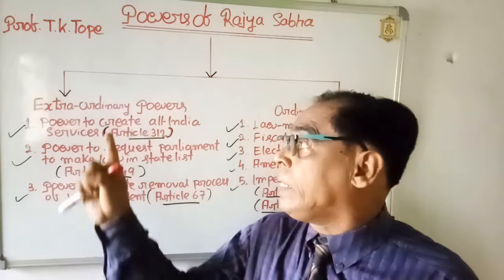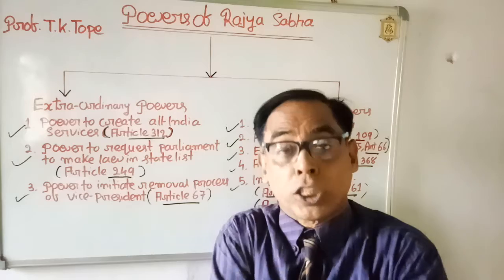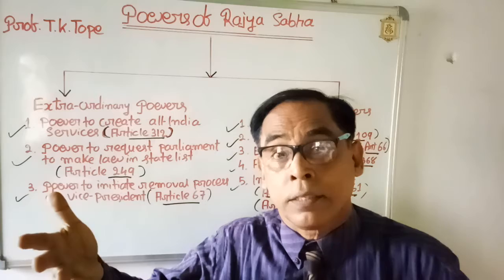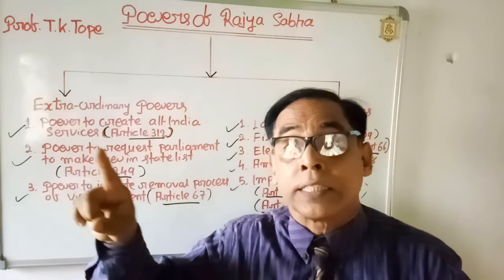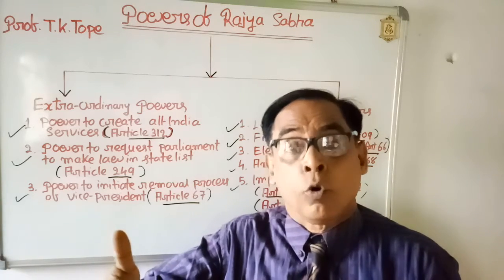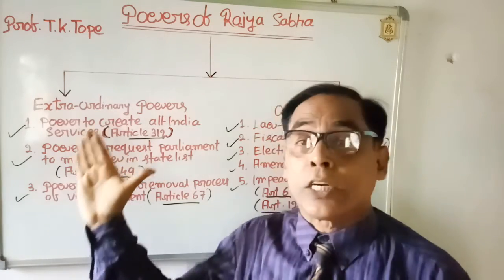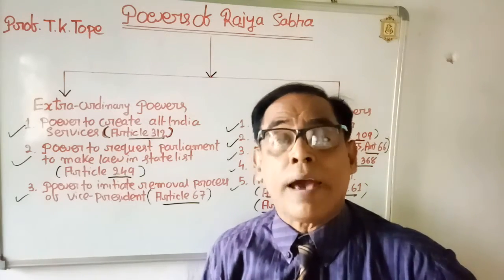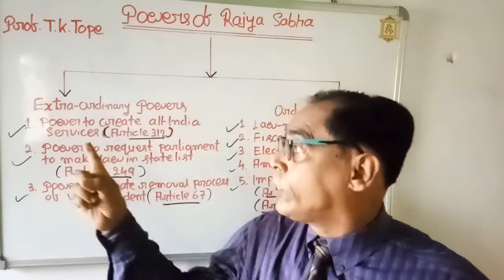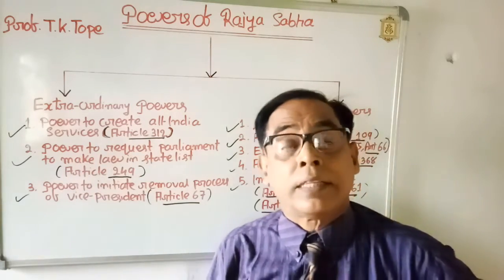So, what is extraordinary power or special power of Rajya Sabha? Extraordinary power or special power of Rajya Sabha means Rajya Sabha has some powers which Lok Sabha has not. Rajya Sabha possesses some authority which Lok Sabha do not have. These are the extraordinary powers of the Rajya Sabha. And Rajya Sabha has mainly three extraordinary powers. The first extraordinary power of Rajya Sabha is power to create all India services under Article 312.